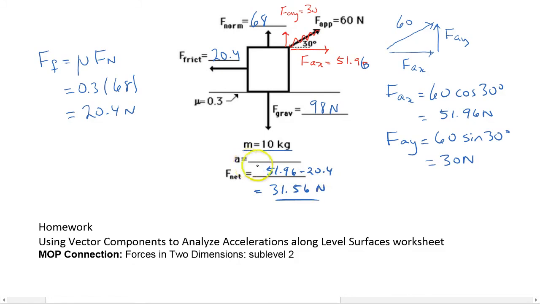My acceleration then will be this divided by 10, so really the decimal gets moved over. And instead of writing 3.156, it seems to me that there's a lot of two-digit numbers here, so I'll round it off to two digits and say 3.2 meters per second squared. So this might be an example where that was the final answer we're looking for.